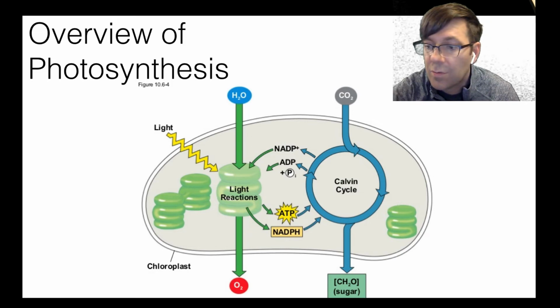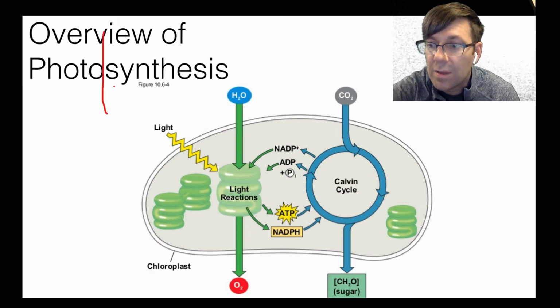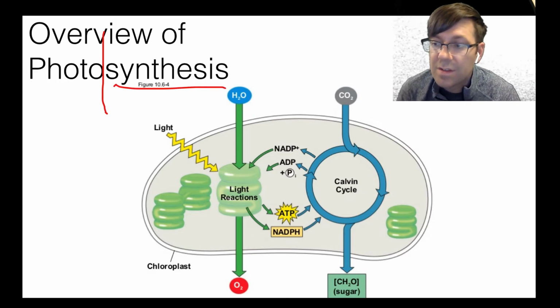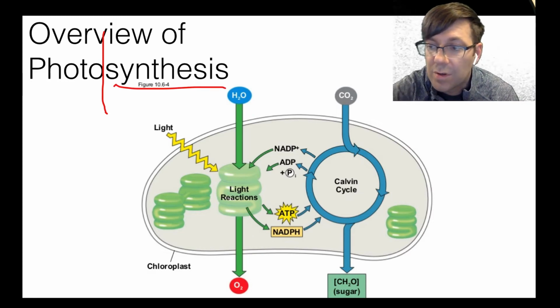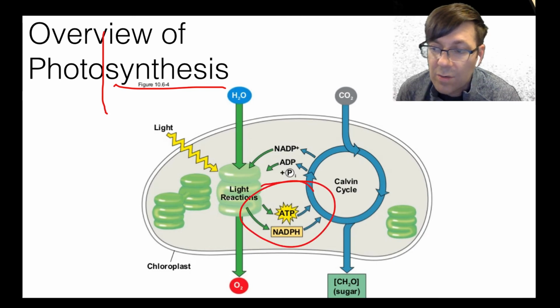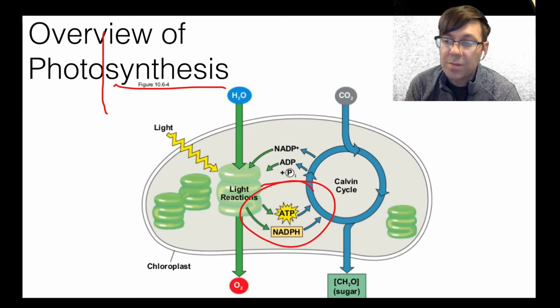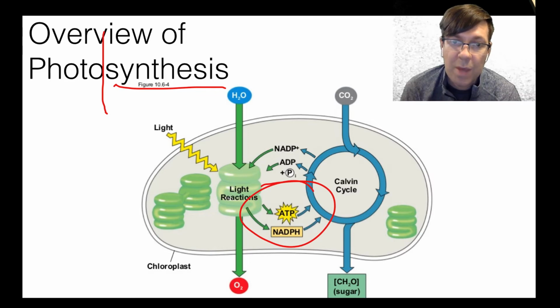Okay? So photosynthesis, we have the light harnessing part, and then we have the synthesis part. The synthesis part is where we're actually going to build our sugar. And the synthesis part is electrically powered. The purpose of the light reactions is to charge those batteries.